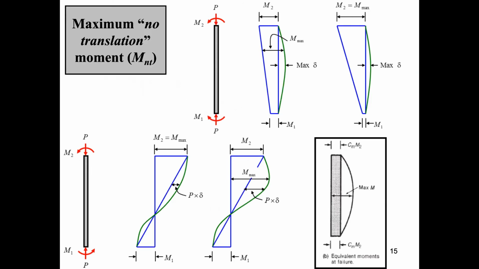Now let's go over the details of the factor Cm and investigate the maximum no translation moment, M nt. As we know, a non-sway frame is a frame whose ends cannot translate with respect to each other, and the end moments are either in the opposite direction or the end moments are in the same direction.